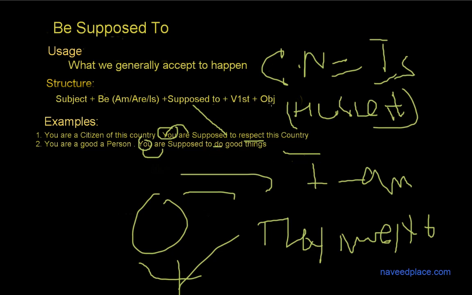Getting me? Then definitely object. Object is very important. If I don't use an object, you will not get the proper meaning of the sentence. For example, if I say you are supposed to respect, you are confused. You are supposed to respect what? You are supposed to respect him, you are supposed to respect her, what? So definitely you can say this country, definitely this is the object. Then we have you are supposed to do, you are supposed to do what? Getting me? So good things are called object. So the object is telling the meaning of this sentence.